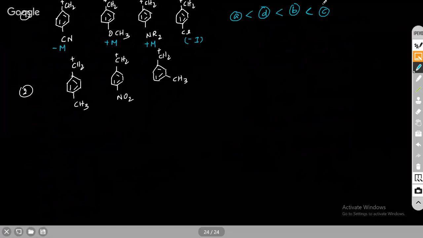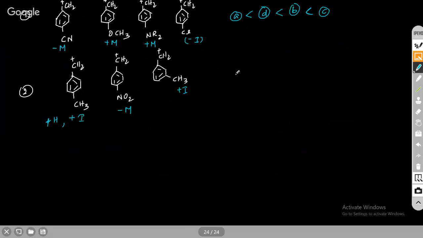Got it? Correct. Now, similarly, here you see CH3 shows plus I, NO2 shows minus M, CH3 plus I, right? So plus I is a carbocation stabilizing factor, right? And minus M is a destabilizing factor. Along with plus I here, we can also have plus H possible. Hyperconjugation, right? Alpha carbon sp3 hybridized, right?